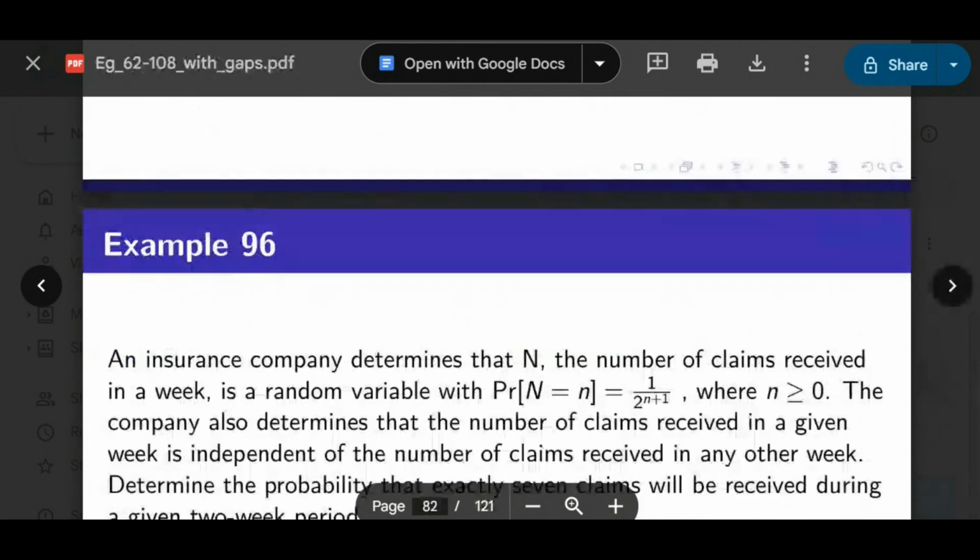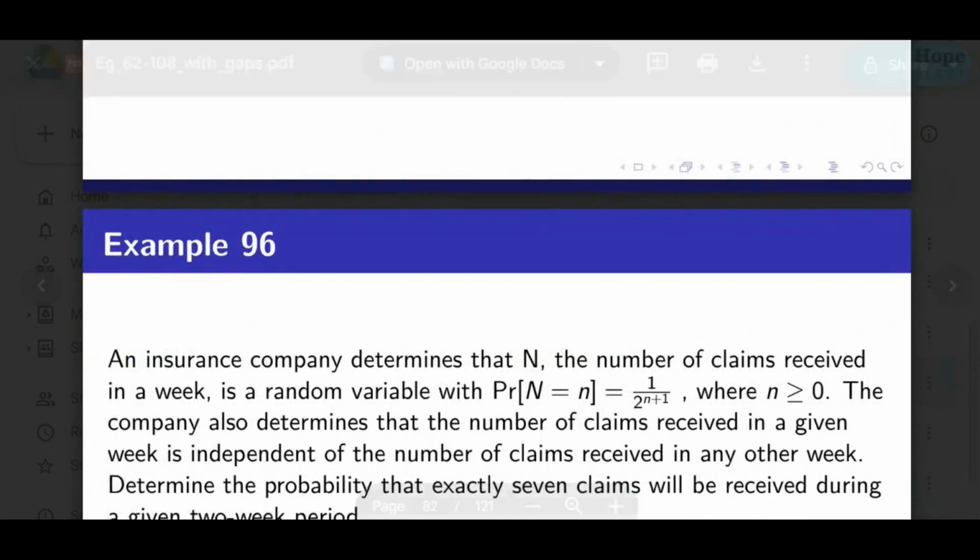Okay, an insurance company determines that n, the number of claims, is a random variable with this distribution. Notice the tacit assumption here is that n starts from 0 and goes on forever. This probability model assumes that n doesn't have a finite range. The company determines the number of claims received in a given week is independent of the number of claims received in any other week. Determine the probability that exactly 7 claims are received in a 2-week period.